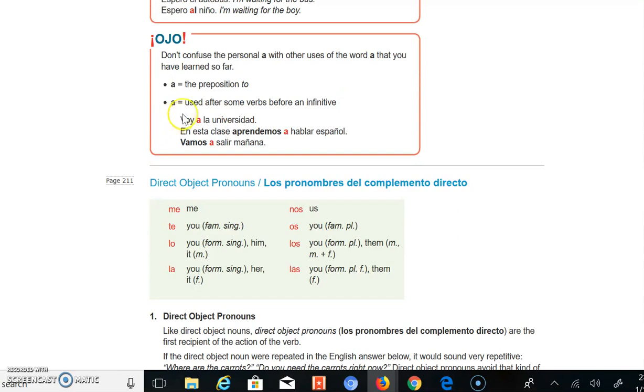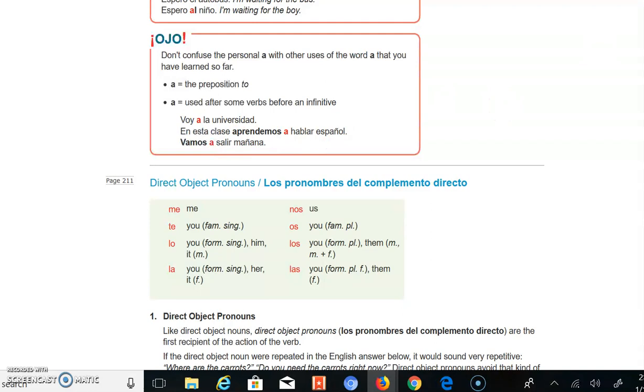Also remember that the a can be used to mean "to," like we're going to the beach, vamos a la playa. And it can be used after some verbs before an infinitive, like voy a salir, vamos a salir, vamos a aprender, aprendemos a hablar. That would be before an infinitive. When you have another verb here, and then you're separating the verbs, and you're saying we're going to leave. I'm going to the university. That's "to" in direction toward, and this is "to" in terms of to do something, like a verb in the infinitive.